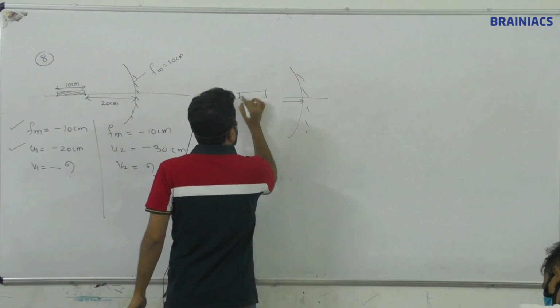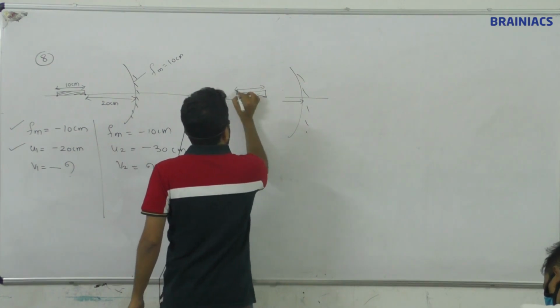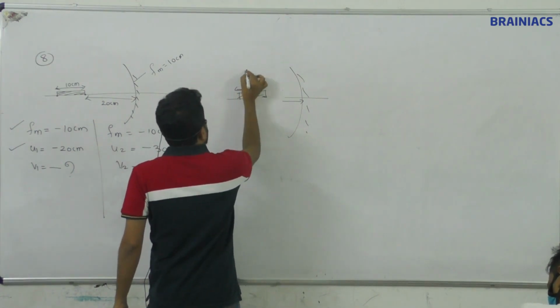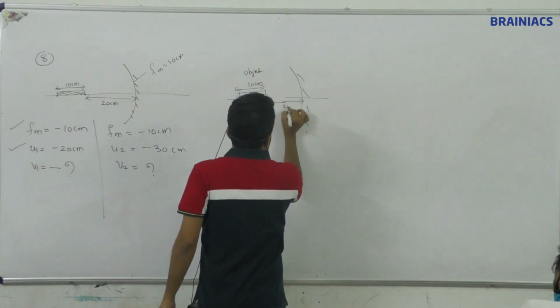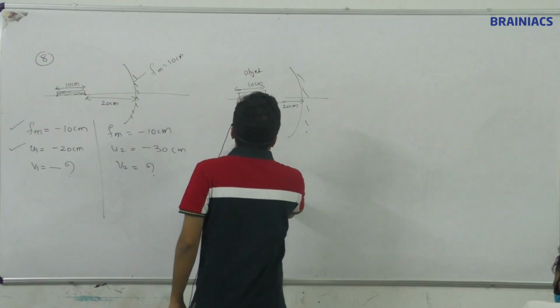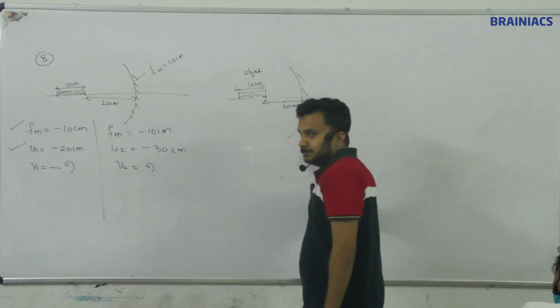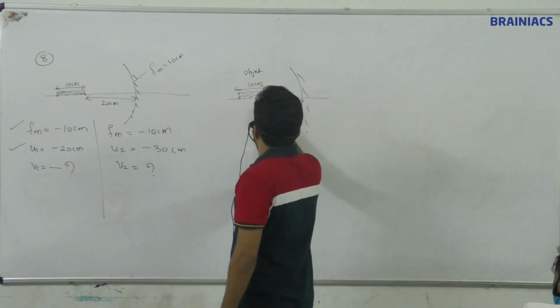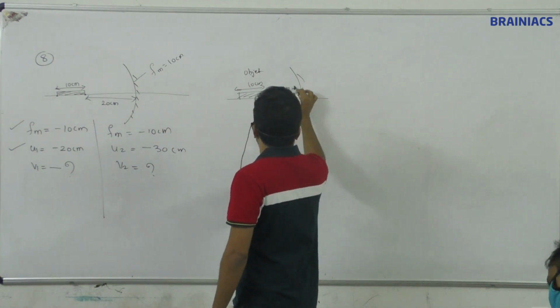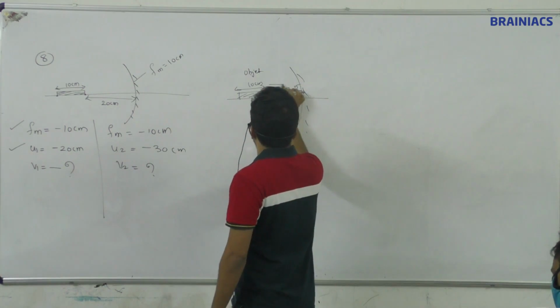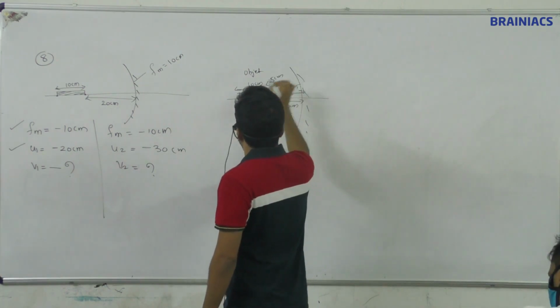This is your object, which is placed here at a length of 10 centimeter, and this is 20 centimeter. Image length, how much? 20 minus 15, right? So one side 20, the other side minus 15. So this is minus 15 and this is 20, so the length will be equal to 5 centimeter.